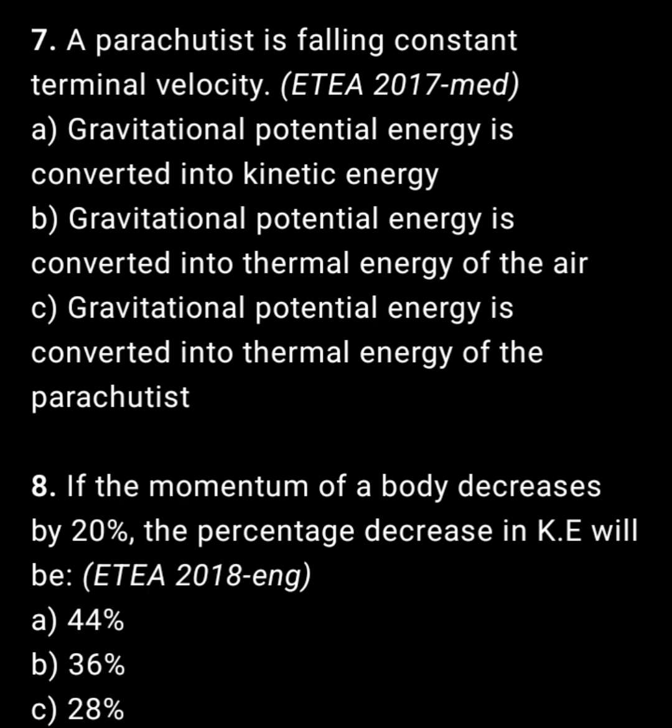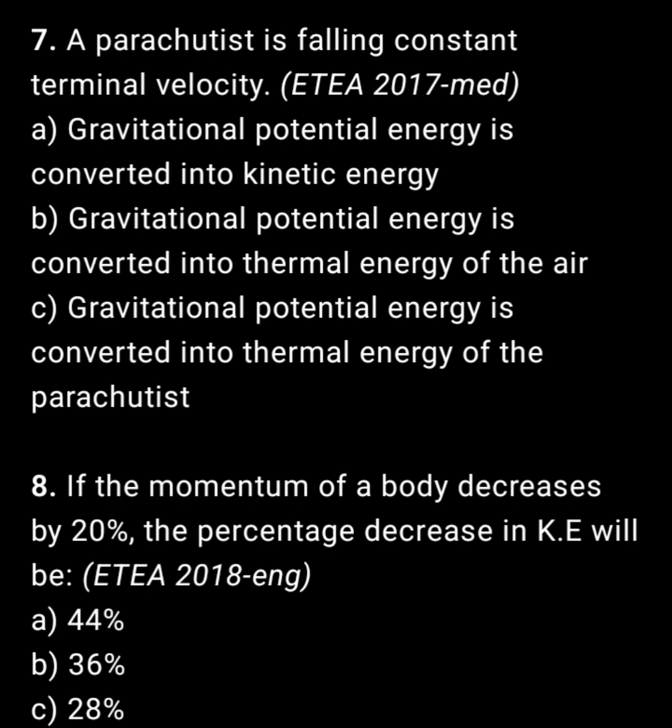7. A parachutist is falling at constant terminal velocity. ETEA 2017 Med. A. Gravitational potential energy is converted into kinetic energy. B. Gravitational potential energy is converted into thermal energy of the air. C. Gravitational potential energy is converted into thermal energy of the parachutist.